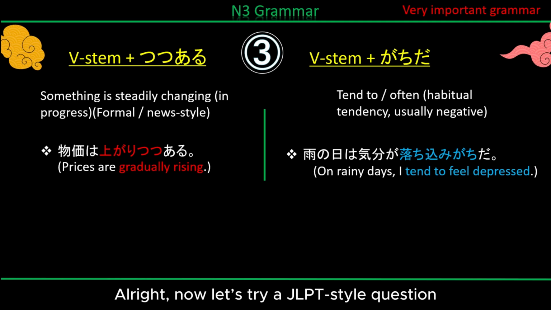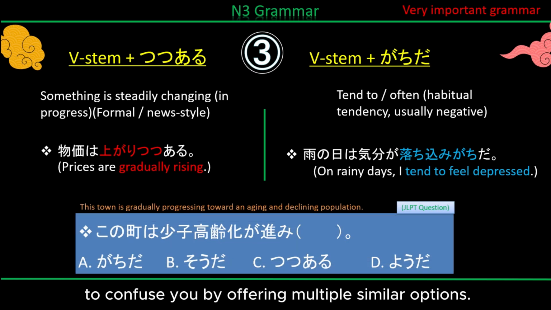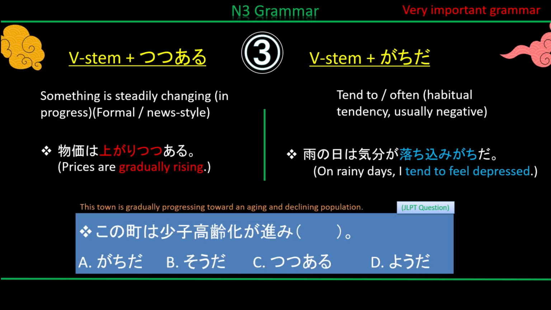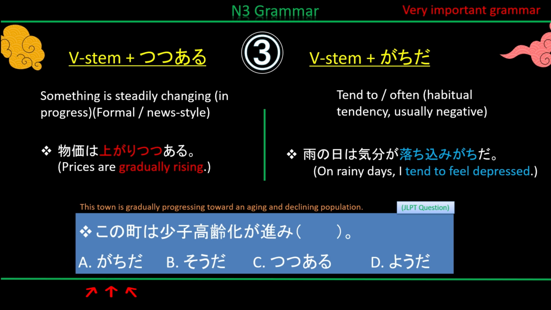Alright, so now let's try a JLPT style question. This type of question is designed to confuse you by offering multiple similar options. So here is the question. この町は少子高齢化が進み、ほにゃらら. So which option do you think is correct? ガチだ、そうだ、つつある、ようだ.